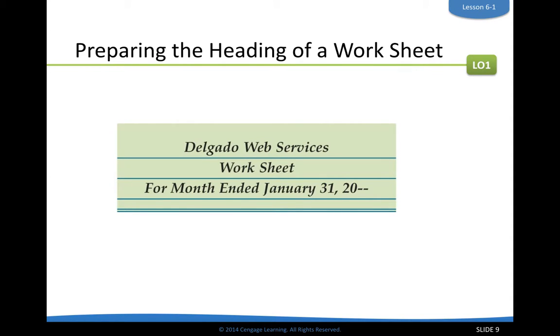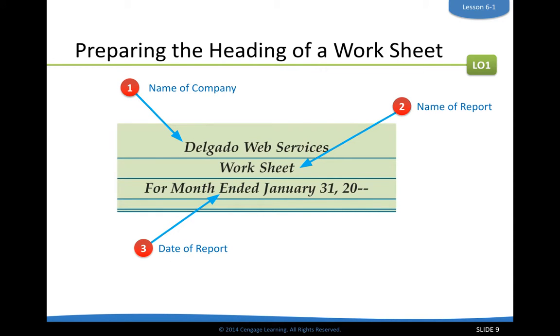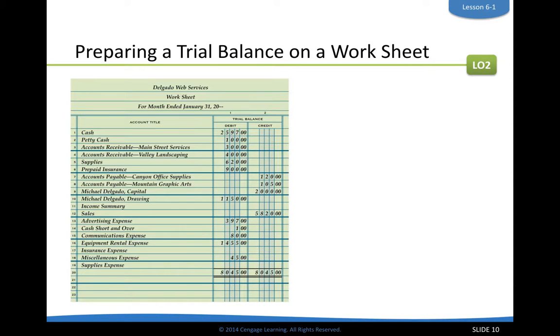The first thing you're going to do is prepare the heading of a worksheet. And we'll do that when we look at the Cengage stuff: name of the company, the title of the document, and then you literally have to write out the period, such as Month Ended January 31st, 20..., just because we don't have this.